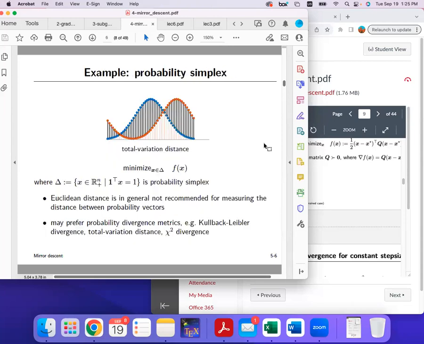Another example is optimization over the probability simplex. In many cases, we want to look for a probability distribution. So we want to minimize f of x, where x is a probability distribution. Precisely, x is a positive vector. All the entries are positive and they sum up to 1. It corresponds to a probability distribution. So we call this constraint the probability simplex.